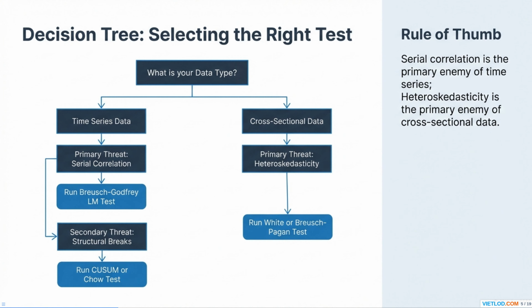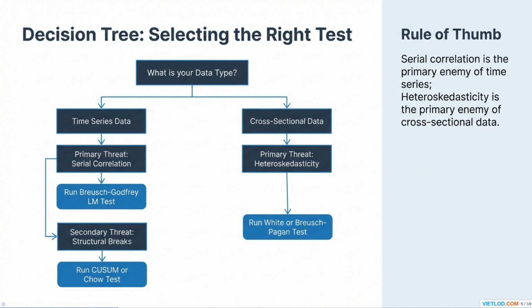When evaluating your econometric model, the first crucial step is to determine your data type, as this dictates which diagnostic tests are most relevant. If you're working with time series data, where observations have a natural order over time, your primary concern is typically serial correlation. This occurs when the error term in one period is correlated with errors from previous periods. For this, you should always begin by running a Breusch-Pagan-Godfrey LM test.